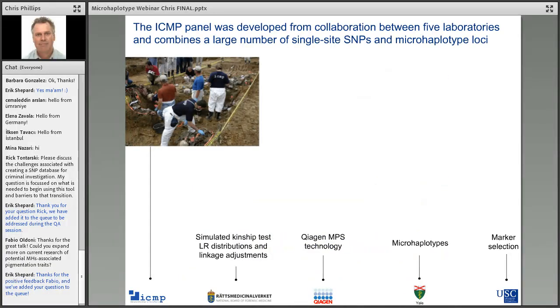So the ICMP panel was a collaboration between 5 labs, and as I said, it combines a very large number of single-site SNPs and the microhaplotype loci. So Ken very kindly provided the lists or the details of these microhaplotypes just ahead of publication. We're involved in selecting the best of those for this purpose and combining those with the triallelics. QIAGEN was the chosen NPS chemistry, and we've already worked very closely with Andreas Tillmar in Sweden, who's the expert at simulating kinship test likelihood analyses and looking at linkage.